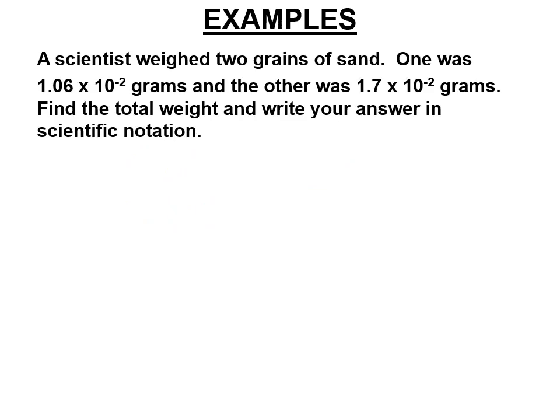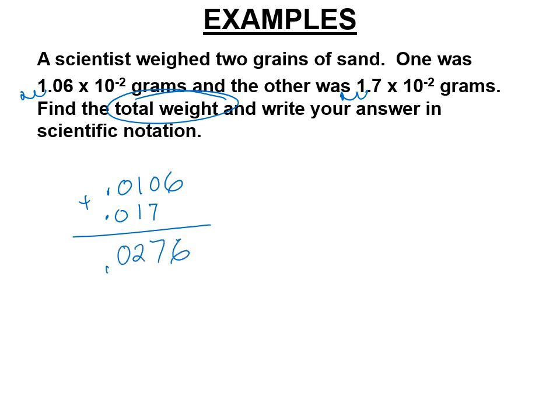All right, so scientists weighed 2 grains of sand. One is 1.06 times 10 to the negative second grams, and the other was 1.7 times 10 to the negative second grams. Okay, so we're moving this twice, 1, 2, so we get 0.0106. Moving this twice, we get 0.017, and we're adding those two together, right? Because we're finding the total weight, it says. You can put a 0 there if you want. 0.0276, and we move the decimal twice, and it's 2.76 times 10 to the negative second grams.